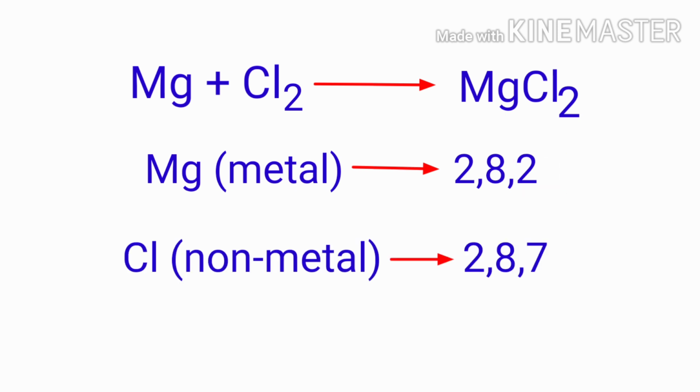At the same time, chlorine is a non-metal and it has a tendency to gain 1 electron while participating in a chemical reaction.